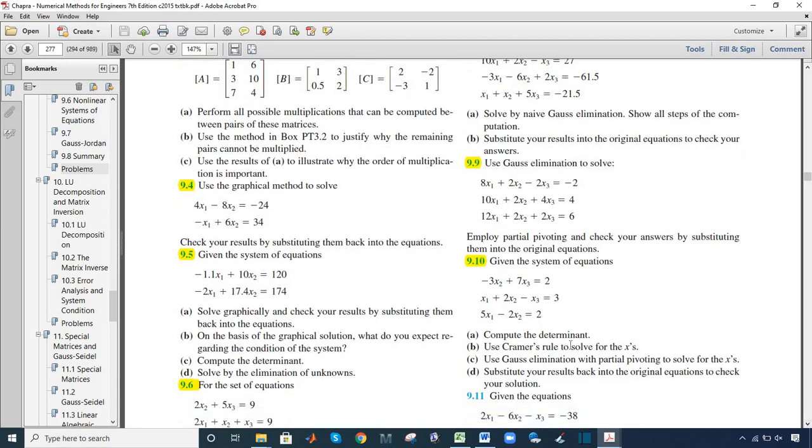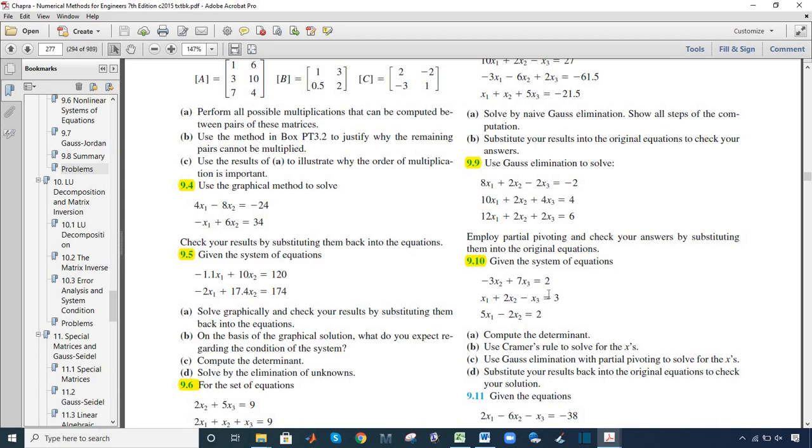Compute the determinant, same as in previous questions, and you have already studied Cramer's rule in some previous question, and then use Gauss elimination with partial pivoting to solve for the x's. Same procedure as in 9.9, and substitute your result back into the original equation to check your solution.